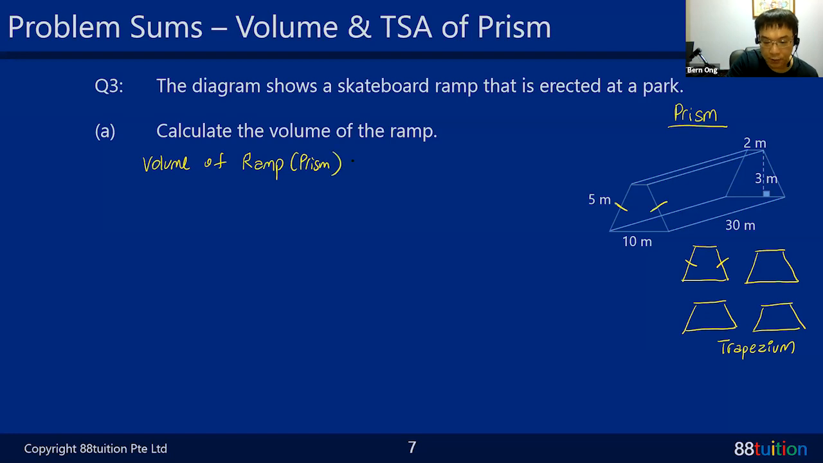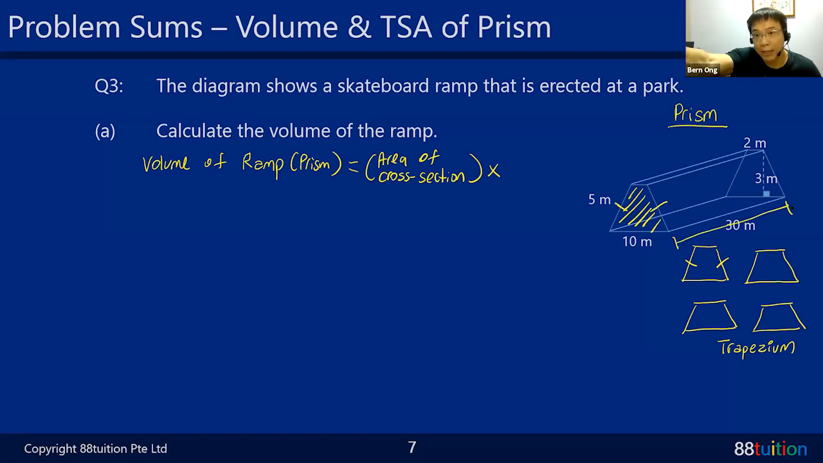It is given as area of cross section times the depth or the height. In this case, in front here is the cross section. This portion going inwards is called the depth. So area of cross section times the depth. And the cross section here, what is this shape? It's a trapezium.